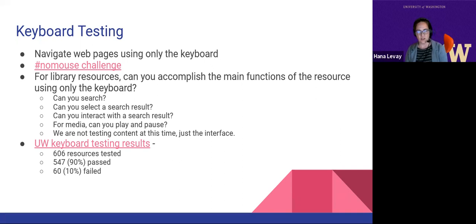At the University of Washington, we were able to train several student employees on keyboard navigation, and were able to test all of the resources on our A to Z list. We actually used our student employees who would have otherwise been out of work because of the pandemic shutdown, since this work could be done remotely. We tested 606 resources and 90 of them passed. This means that we can focus our efforts on the 10% that failed.